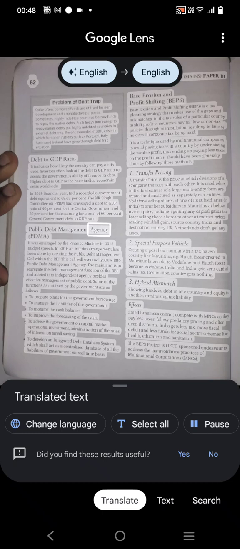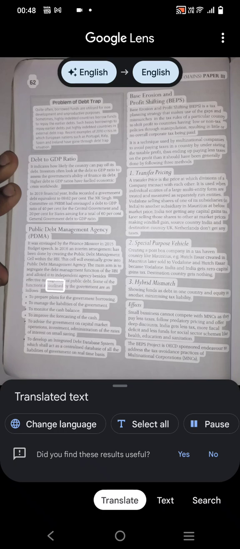Public Debt Management Agency, PDMA. It was envisaged by the finance minister in the 2015 budget speech. In 2016, an interim arrangement was made by creating the Public Debt Management Cell within the RBI. This cell will eventually grow into the Public Debt Management Agency. The main aim is to segregate the debt management function of the RBI and allot it to an independent agency, besides effective management of public debt.